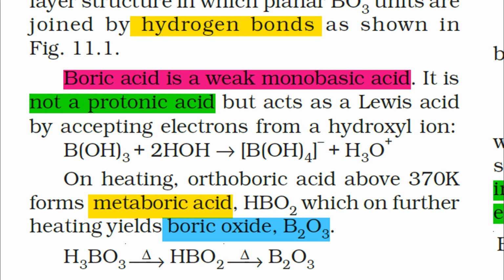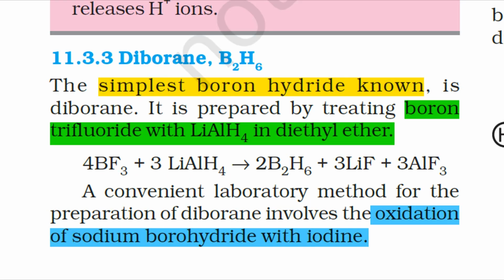We already discussed the problem 11.4. So next, 11.3.3 diborane or B2H6. Here a lot of data you have to remember, so remember it point by point. This is the simplest boron hydride known. Then its preparation. There are three ways to prepare it.